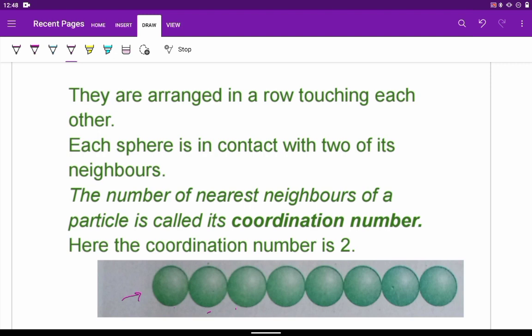Now, the number of nearest neighbors of a particle, that means on all the sides, if you consider for a particle how many neighbors are there, that is known as the coordination number for that particle. Here you see every particle is in contact with two of its neighbors. So here the coordination number is 2.